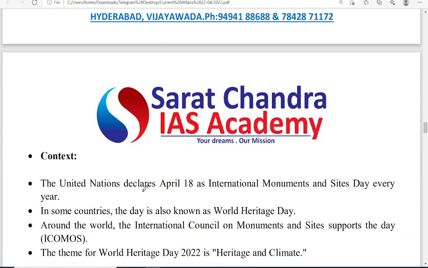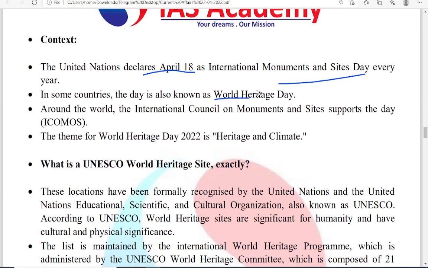So April 18th is declared by the United Nations as the International Monuments and Sites Day every year. In some countries it is also celebrated as World Heritage Day. Around the world, the International Council on Monuments and Sites is there to protect and organize the monuments and sites, so they also support this day. The theme of World Heritage Day is heritage and climate. So these are the facts which may be asked in prelims.